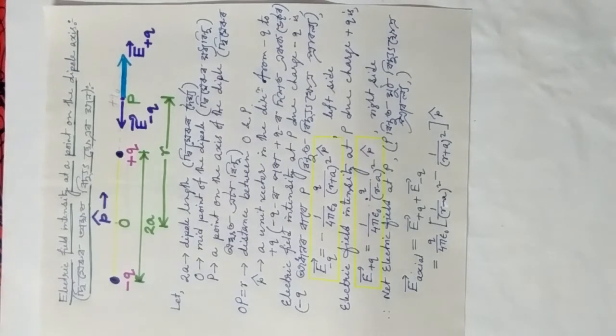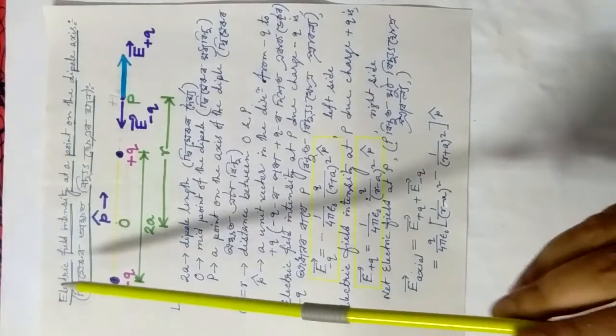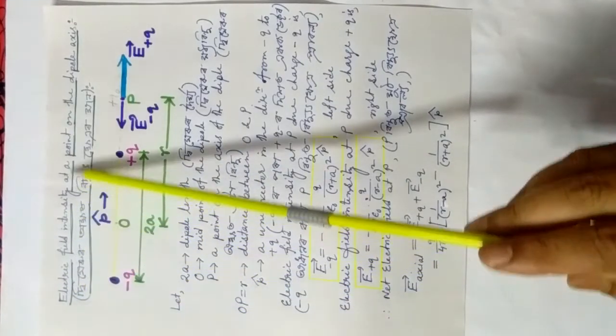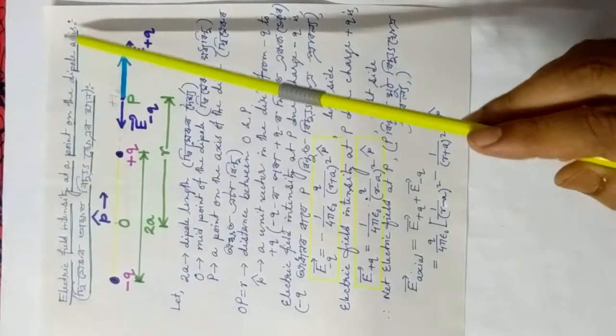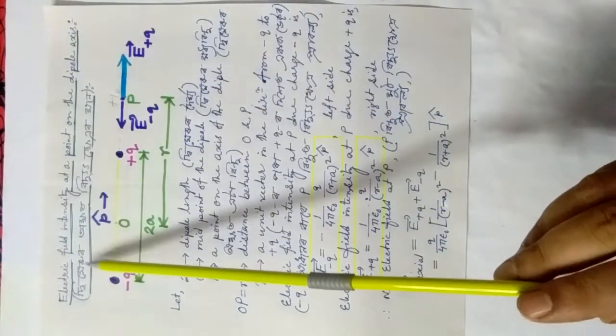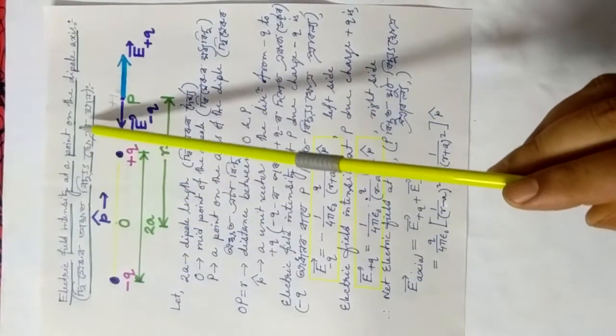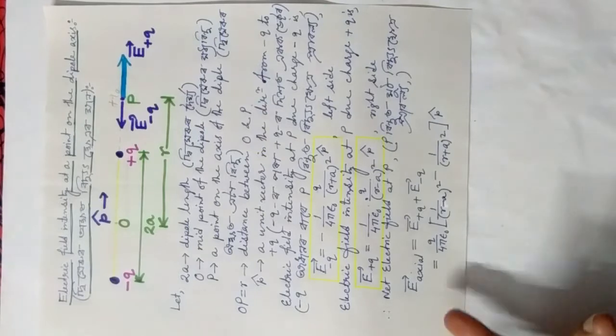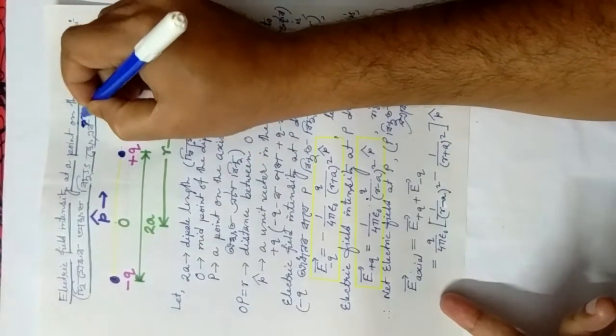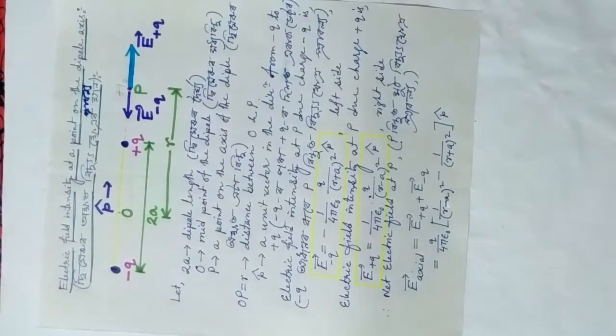Dear students, today I am going to discuss the topic electric field intensity at a point on the dipole axis. In Assamese, দ্বিমেৰুৰ অক্ষত বিদ্যুৎ ক্ষেত্ৰৰ প্ৰাবল্য. I missed this term, প্ৰাবল্য. Okay, প্ৰাবল্য. Before going to discuss this topic, I would like to clarify two concepts.